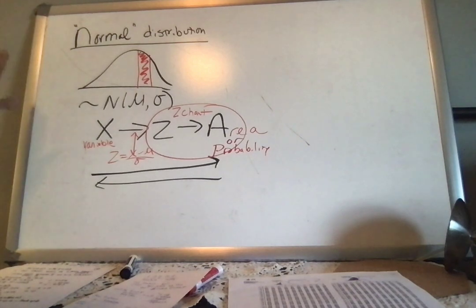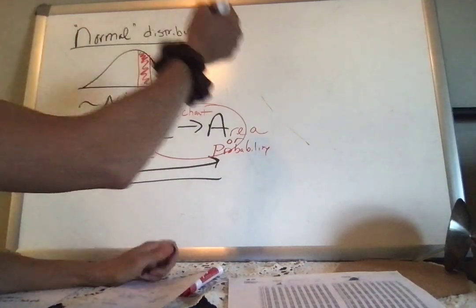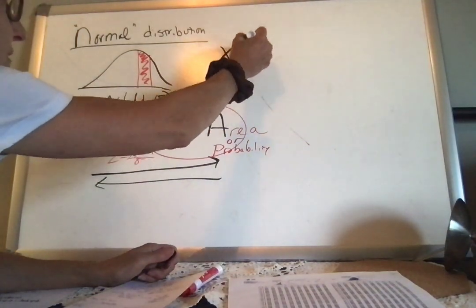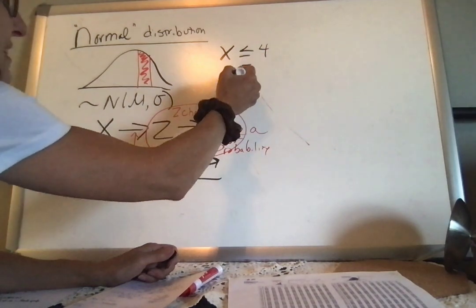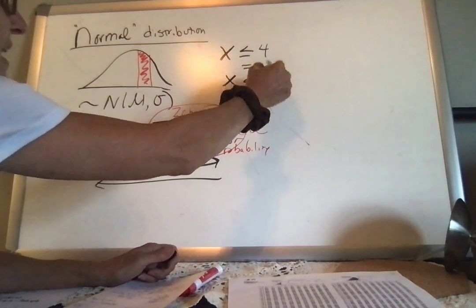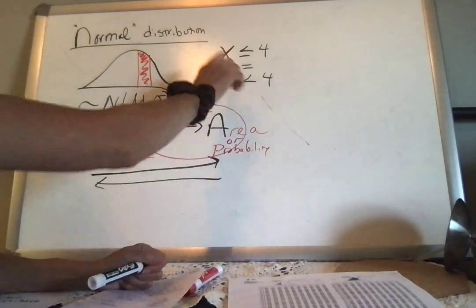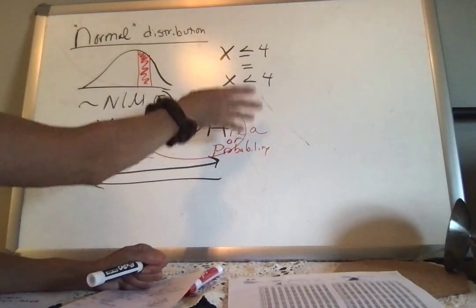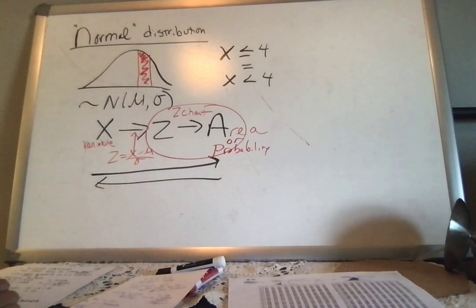Well, think back even before that. When we were doing the empirical, remember we said we don't really care about equality. So we are back to the unimodal and symmetrical curve. So I just want to remind you, for example, x less than or equal to 4 is the same thing as x less than 4. So you don't have to worry so much about that. Or this could be a z, whatever. It doesn't matter because we are working with a continuous distribution.